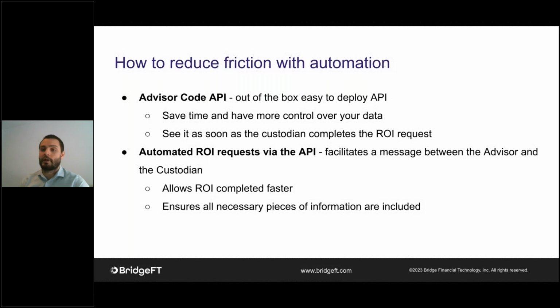And then next, we also have automated the ROI request for various custodians. Like I mentioned, there's a lot of information that custodians require, and the advisor may or may not know of all the different nuances or pieces of information that each custodian requires. So we facilitate that messaging through an API, which ensures that all the parties that need to be communicated with for each custodian are included, as well as all the different data elements that need to be there. It ultimately allows the ROI to be completed quite a bit faster. But yeah, that summarizes the ROI piece.